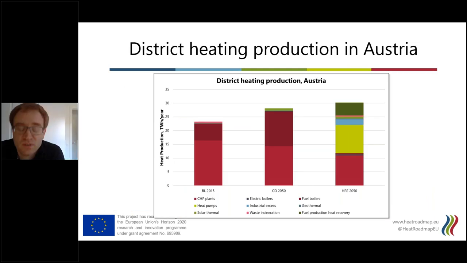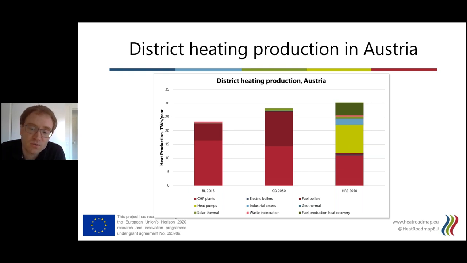And as I said, we do this as an energy system analysis. So that means that we include all sectors in here. I'll just show, because there's a lot of numbers we could go into, and 10 minutes is a short time for a three-year project with so many partners. But here I just show the district heating production we found in Austria.